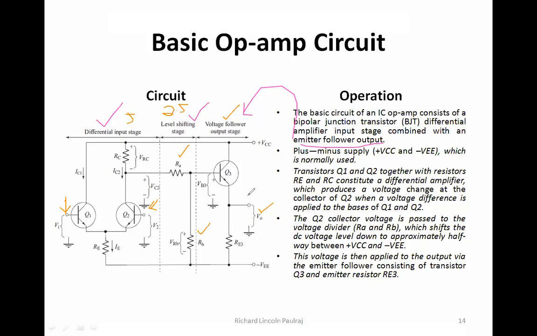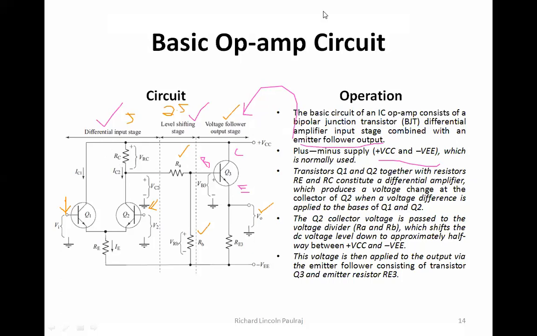Why is it the same? Because I am taking my output across which terminal? Across the emitter. This is my emitter E, this is my base, and this is my collector. So both remain the same. It is emitter follower output or voltage follower output stage. The plus and minus are referring to your minus and plus potentials. Transistors Q1 and Q2 together with resistors RE and RC constitute a differential amplifier. That is what we have seen here.